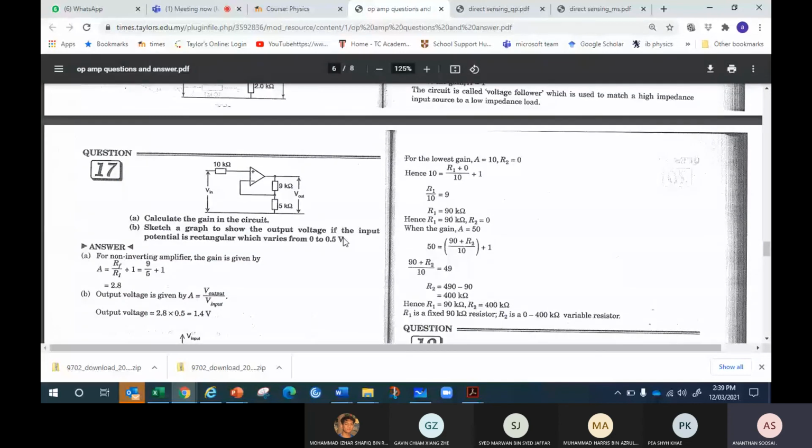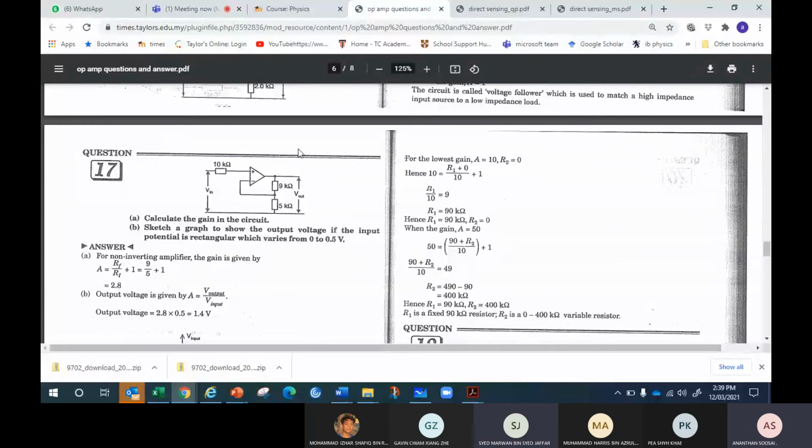Okay, number 17, what type of circuit is that? There is a feedback. Where is the input? Input is at positive. So inverting or non-inverting? Inverting. Wait, non-inverting, right? Non-inverting, because the input is at positive.